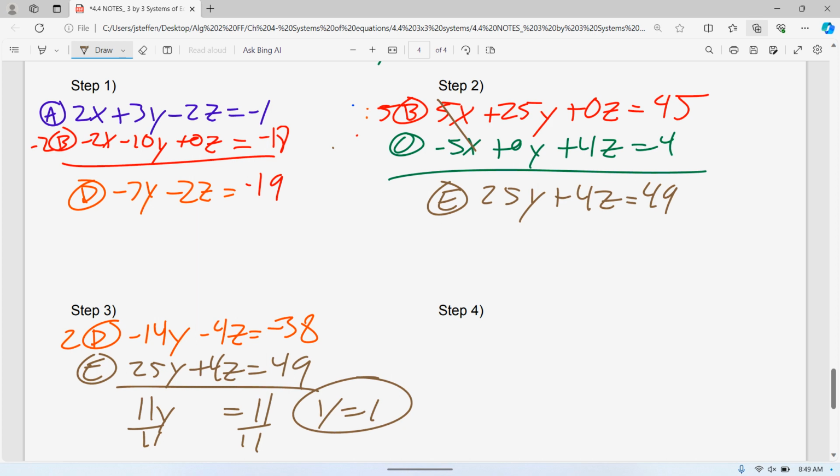Okay. And that's really the only difference, making sure you put those 0 placeholders in because that helps. But make sure you cancel the variable that is in every single equation. If one of the equations doesn't have that variable, it's not going to be a good time.